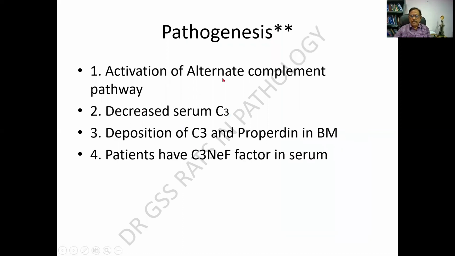What is the pathogenesis? It can be because of activation of the alternate complement pathway. It is a long flow chart, but we shall remember these words alone. The alternate complement pathway is activated and there is a utilization of the complement. Therefore, there is a decrease in serum C3 of the complement. The complement is deposited, and properdin along with it, in the basement membrane. And the patients have got a C3 NEF factor in the serum. This can be asked as an MCQ. This probably is the culprit that propagates the disease. C3 NEF in the serum.